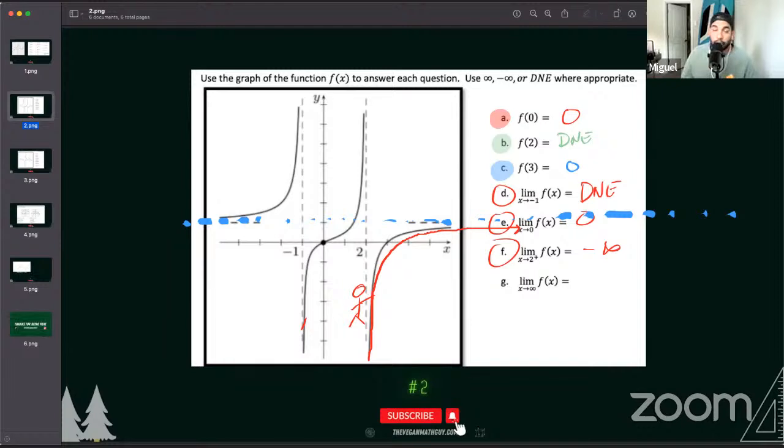So for part G, when they're asking me what happens as x approaches infinity, what happens as I continue moving to the right, my answer is actually going to be 1. It's going to be that horizontal asymptote, because again, I'm approaching it. That's the y value that I'm getting really, really close to. I think that's a good way to represent a horizontal asymptote. It's a good way to explain limits at infinity, and hopefully that helps.